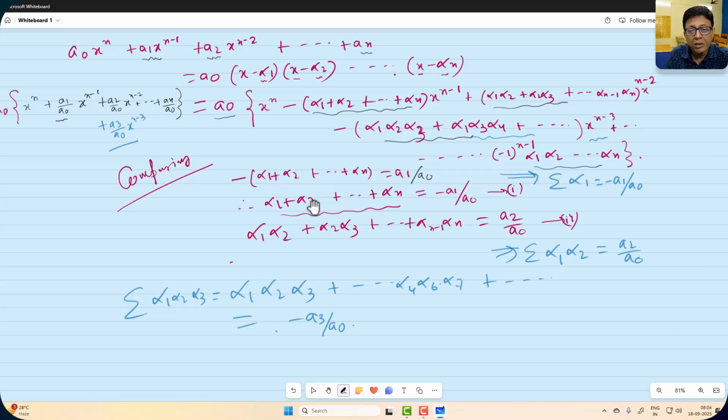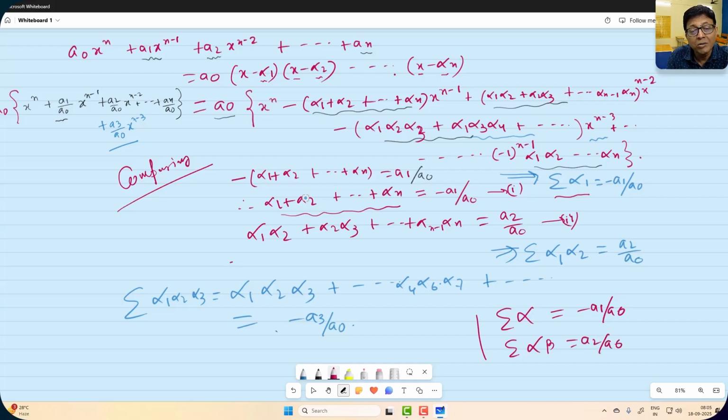Okay. So sigma alpha you got here, that is sum of the roots. If you write alpha 1, it's fine. You can write sigma alpha also. Sometimes you write this. It is minus a1 by a0. Sigma alpha beta, instead of taking alpha 1, alpha 2, if you take alpha beta, it will be a2 by a0, and sigma alpha beta gamma, this is going to be minus a3 by a0.